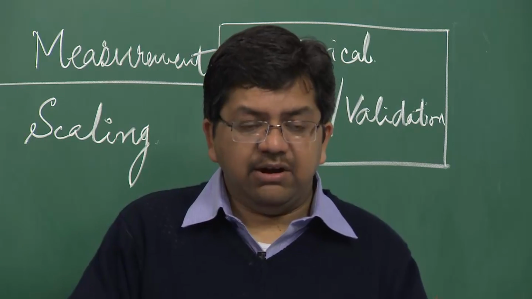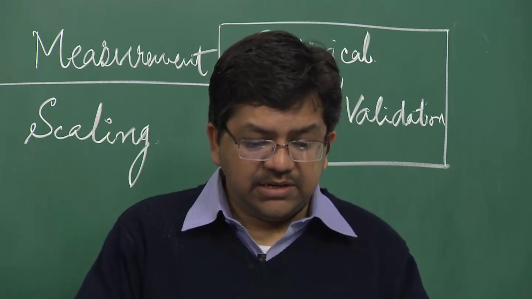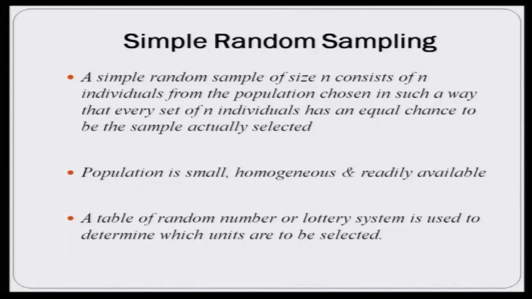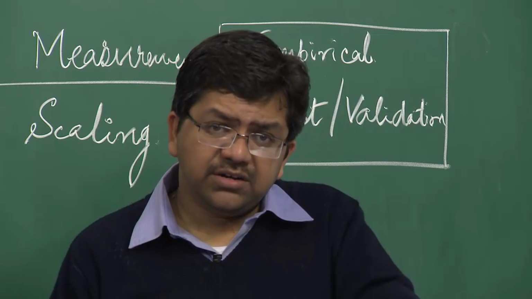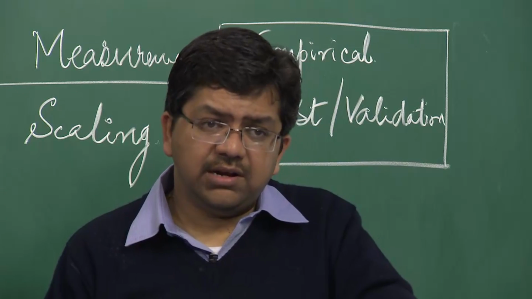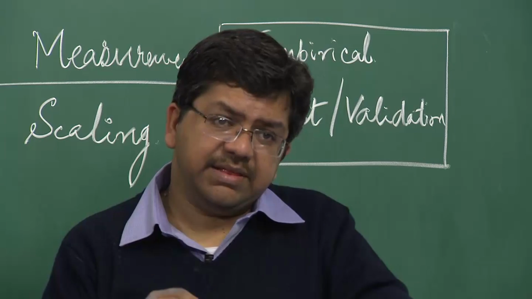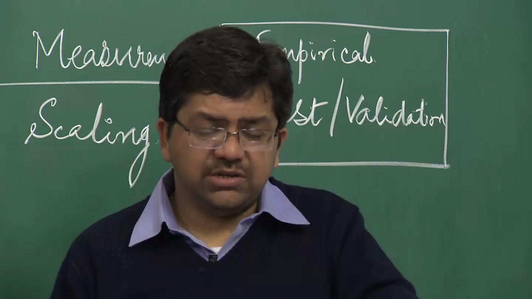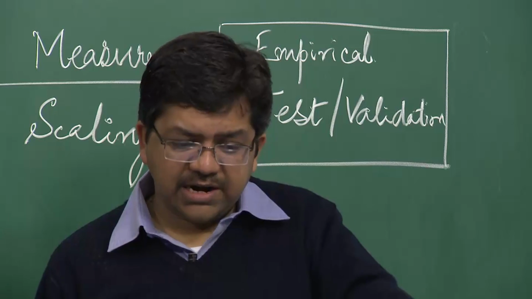Simple random sampling is very useful where you have a small, homogeneous and readily available population. There it is very effective, and this is probably the best representative sample that you can draw. A table of random numbers or a lottery system is used to determine which units are to be selected. To draw a simple random sample from the population, you generate random numbers, or draw numbers through the lottery system, and then you pick the units based on their sequence number. That is the way of doing simple random sampling.